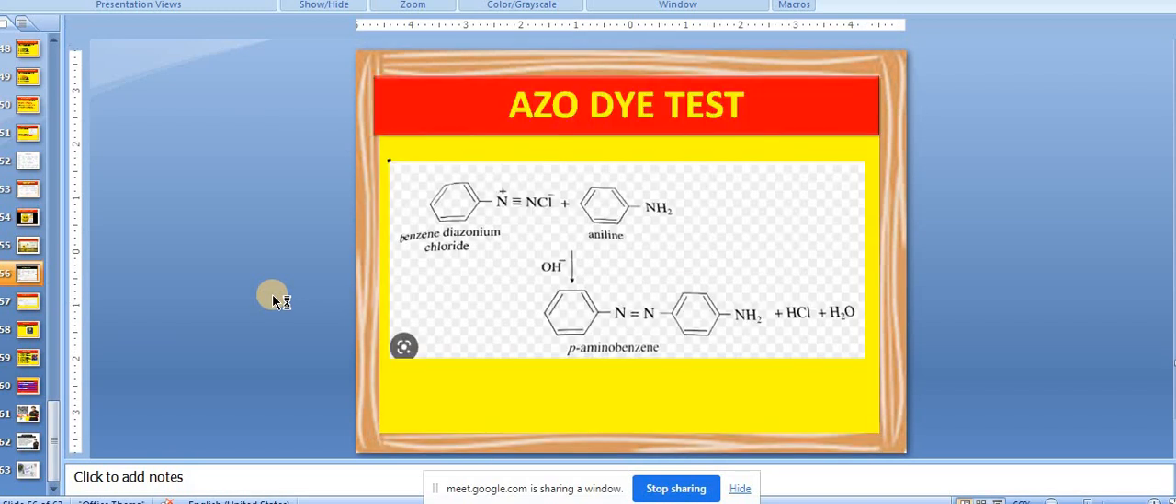Now, this is the second question. Benzene diazonium chloride reacts with aniline. One error is there. Can anyone identify the error? They have not written the color. What color will come? What would be the dye color here? What is the color in the background? That is the dye color.